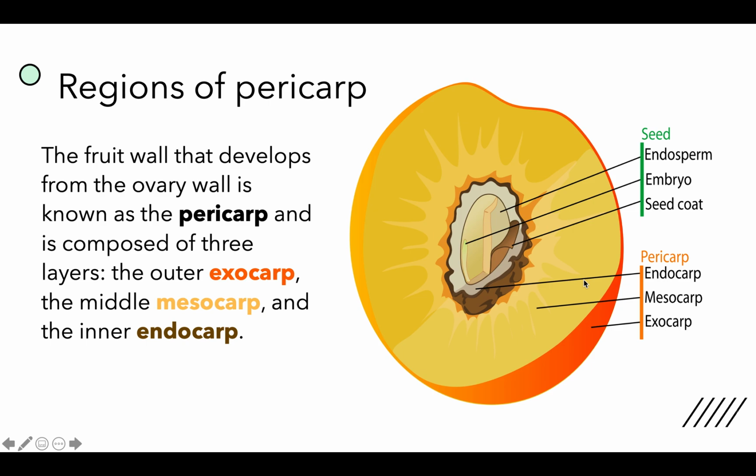Now let us examine the 3 layers of the grown ovary wall or the pericarp. The exocarp is the outer layer and it is the skin or peel of a fruit. The middle layer is the mesocarp, also known as the flesh, while the innermost layer is the endocarp, which may be tough like the stones or pits of peaches, or it may be thin and fleshy like that of grapes. As the ovary grows, the other parts of the flower usually wither and are shed.